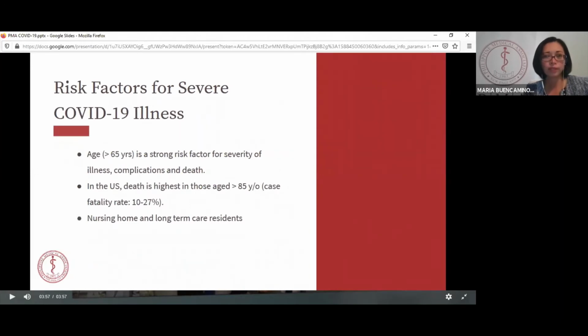Risk factors for severe COVID-19 illness include age. So those older than 65 years old is considered as a strong risk factor for severity of illness, complications, and death. In the United States, death is highest in those who are older than 85, with a fatality rate of up to 27%. Those living in the nursing homes and long-term care facilities are also at high risk. Next slide.